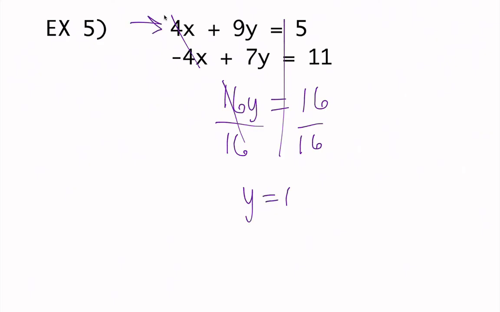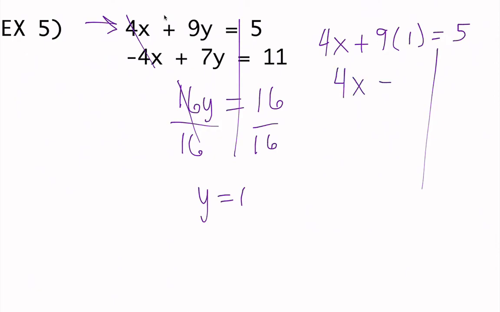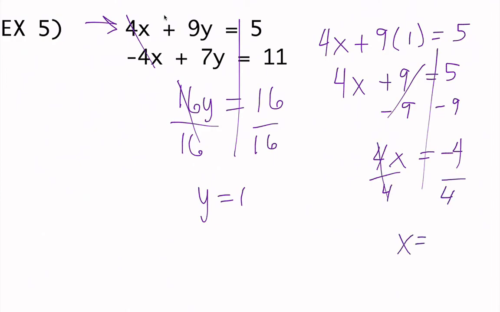We'll go back to that top equation, take out y and replace it with 1. So that's going to give me 4x plus 9, replace y with 1, equals 5. 4x drops, 9 times 1 is 9, and 5 on the other side. I'm going to take 9 away from both sides. That's going to leave me with 4x is equal to negative 4. Divide both sides by 4 to get x is equal to a negative 1. So my final answer is negative 1, 1.